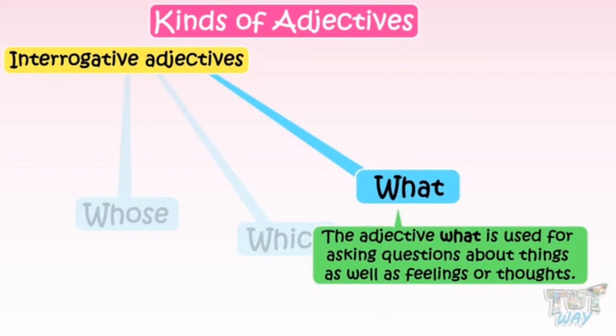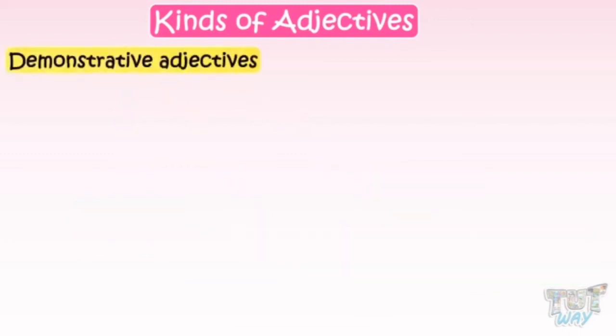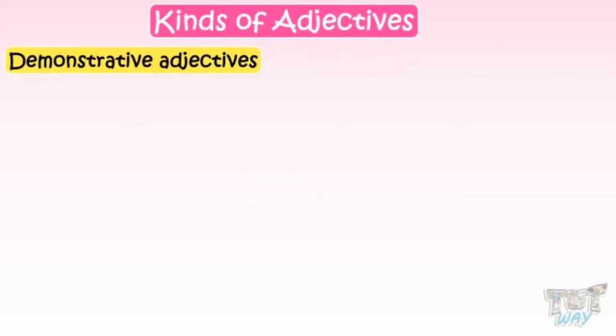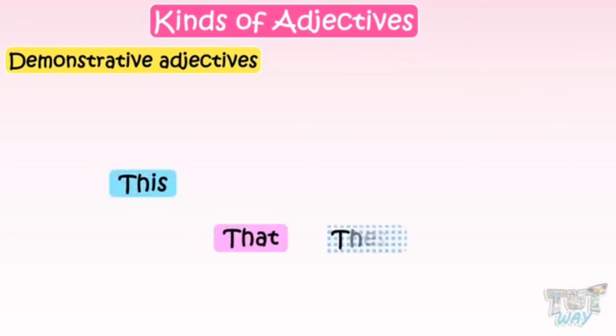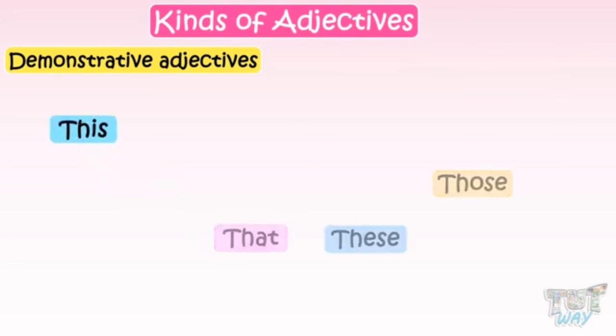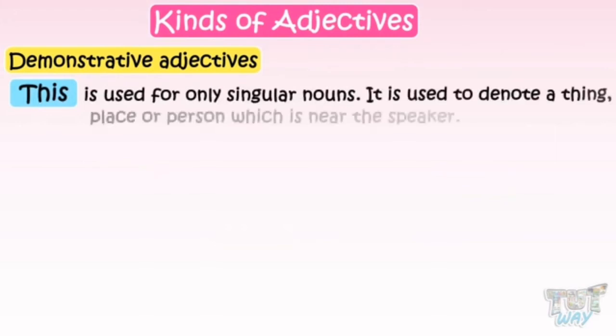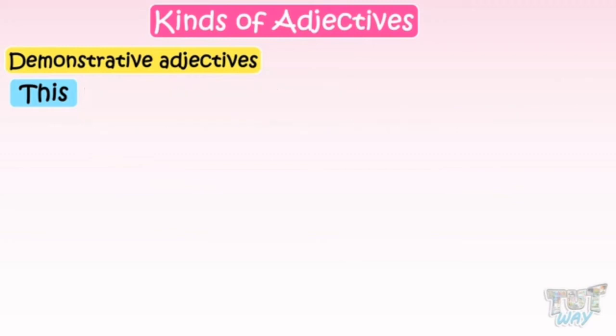So we make progress to the last type of adjective, which is the demonstrative adjective. Demonstrative, of course, they demonstrate. So we use them to refer to a particular person, place, or thing. Okay? We have just 4 of them in English language. This, that, these, and those. So this is used for only singular nouns and it is used to denote a thing or place or person which is near the speaker.